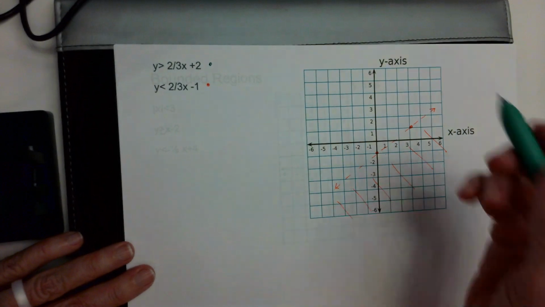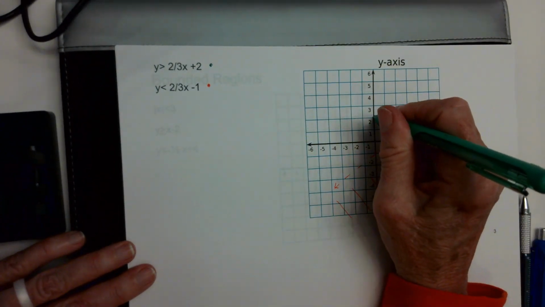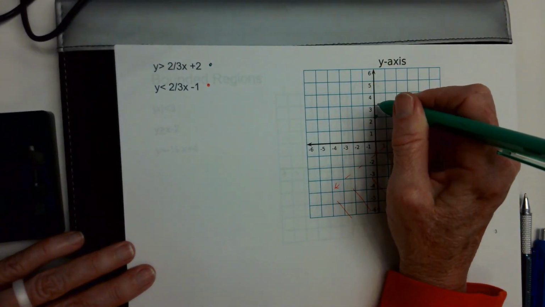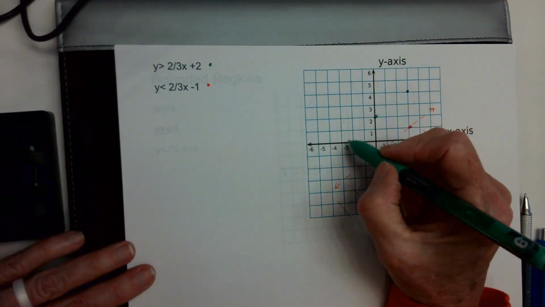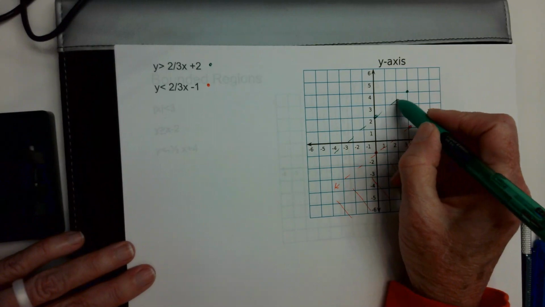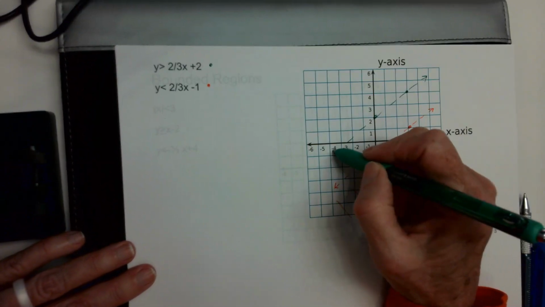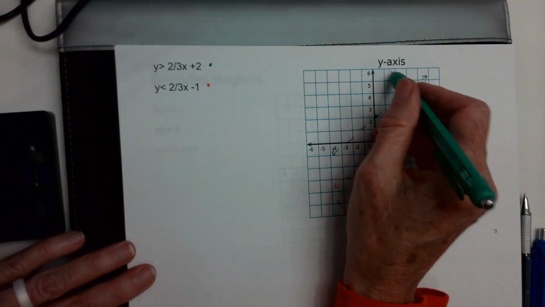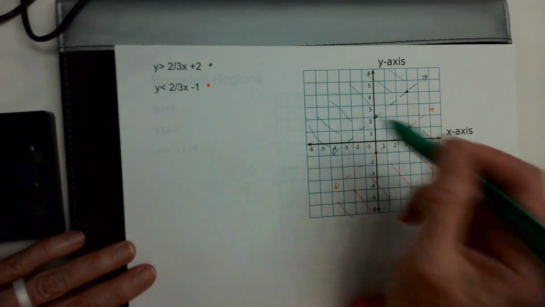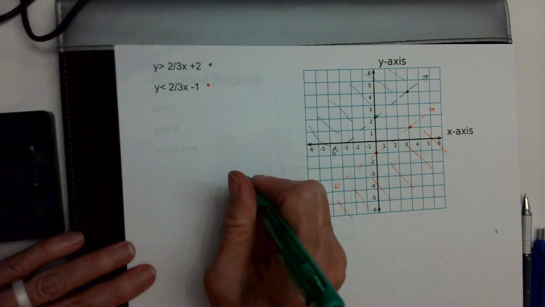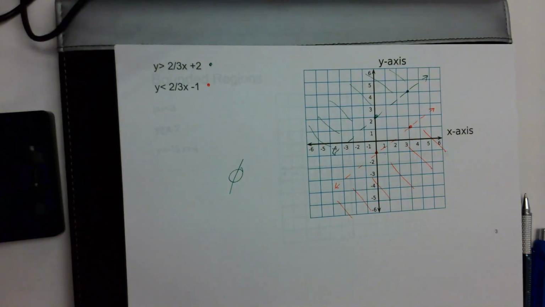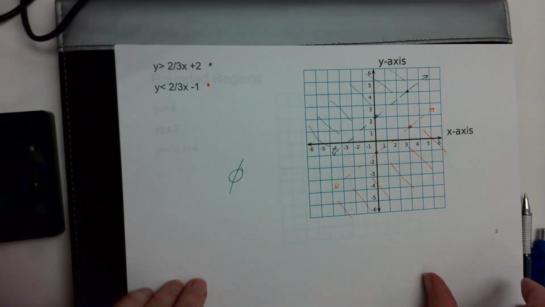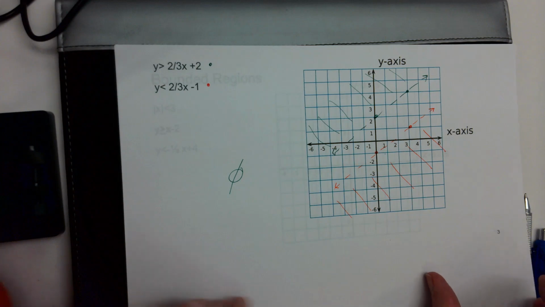Okay, my green, I'm going to go up 2 and over to the right 3. Notice how these are parallel lines. Again, it's a dotted line. And that one, I'm going to shade above the line because it's greater than. So the area that they have in common is nothing. This is the empty set. You're going to have some that do that.